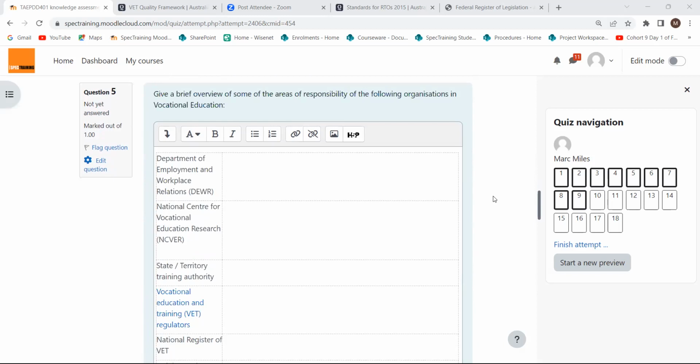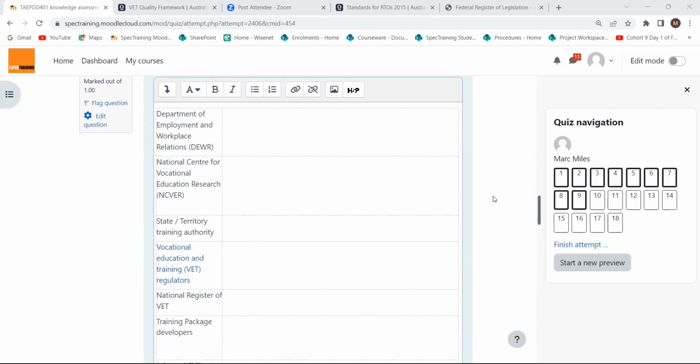Question 5, here it says, give a brief overview of some of the areas of responsibility of the following organizations in VET education. So Department of Employment and Workplace Relations, highly recommend, just go to Google and type in DEWR and see what comes up, or type in Department of Employment and Workplace Relations, question mark. Okay?